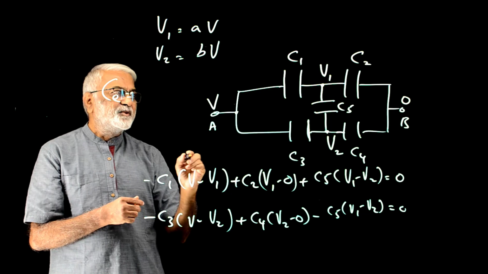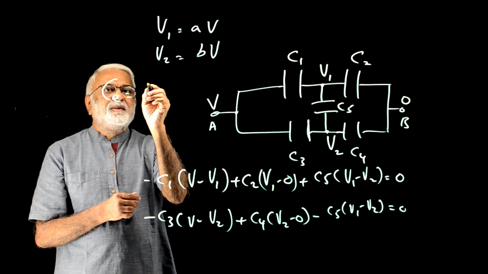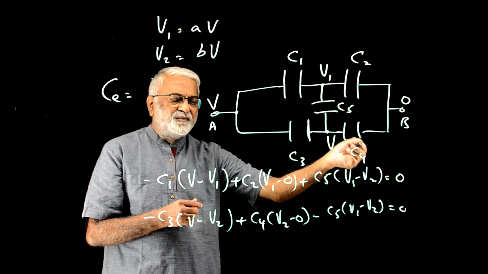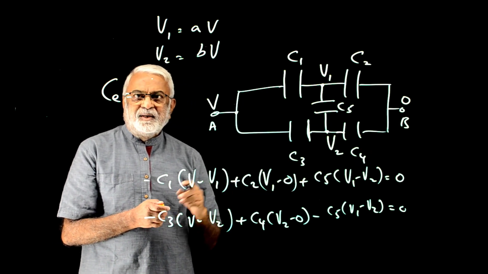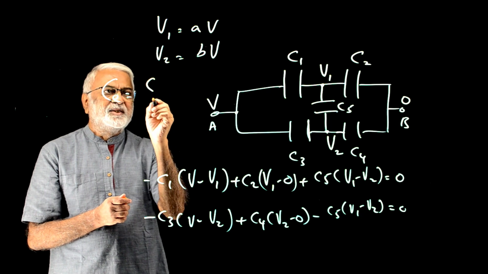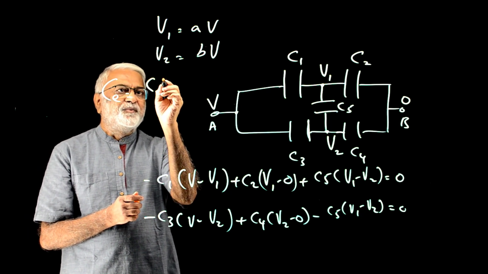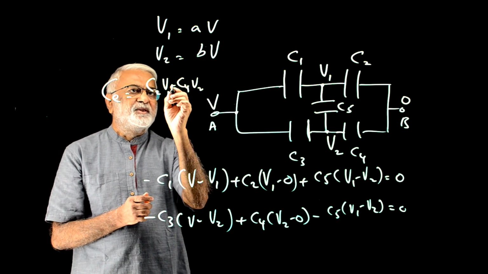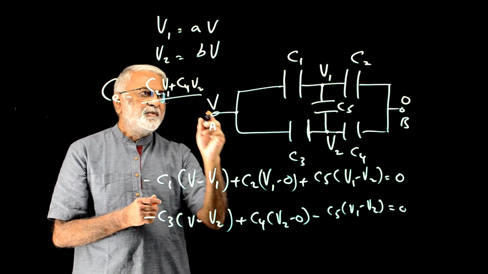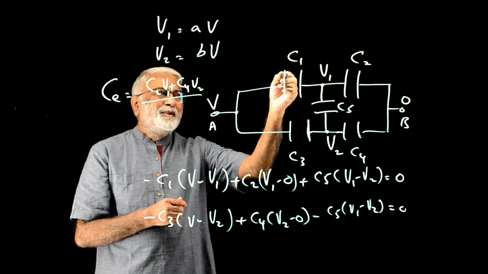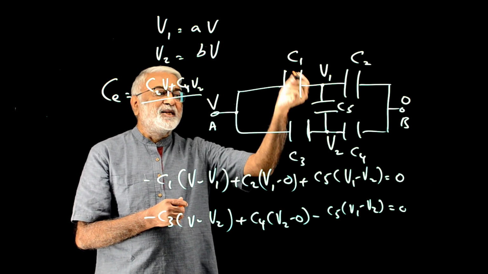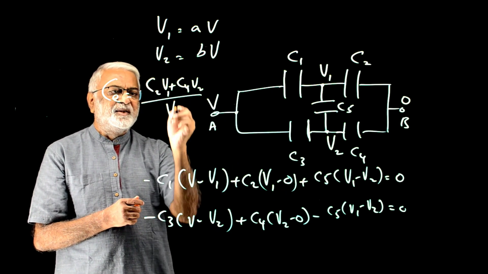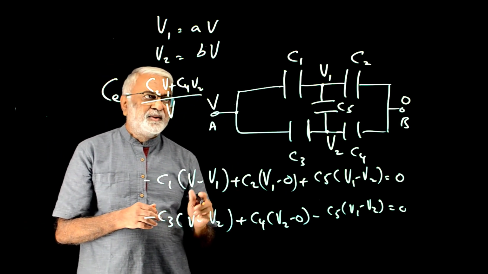The charge flowing out through B is C2V1 plus C4V2, and that is the charge that has flown out of B. It must also be the charge that has flown in through A. But C1 into (V minus V1) plus C3 into (V minus V2) looks a little tedious to write. That divided by V is the equivalent capacitance.